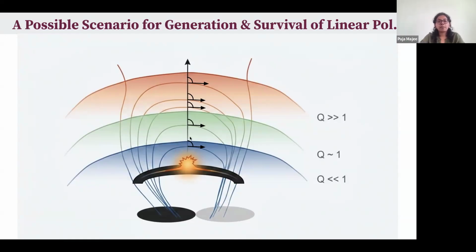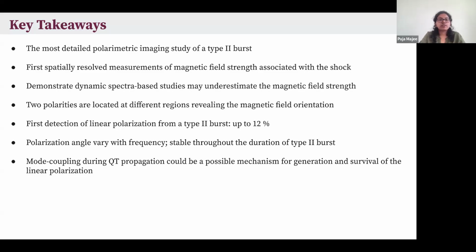So this scenario basically tells us how linear polarization can possibly be generated and also survive through this coronal medium. However, this is again a possible scenario, but yes, we can discuss or explore more scenarios which can again explain the results. So here are the key takeaways.